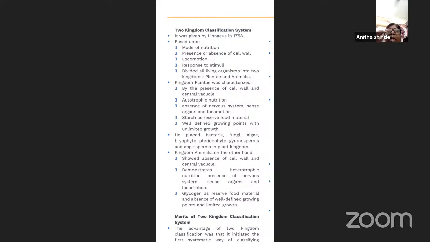So that is how he categorized these animals into different groups based on these four characteristic features. What are those? One is mode of nutrition, presence or absence of cell wall, locomotion, and the response to stimuli. So one kingdom is plantae and the other one is the Animalia. Yeah, Animalia means all animals will come under this. Okay. Now we will see what are the merits.